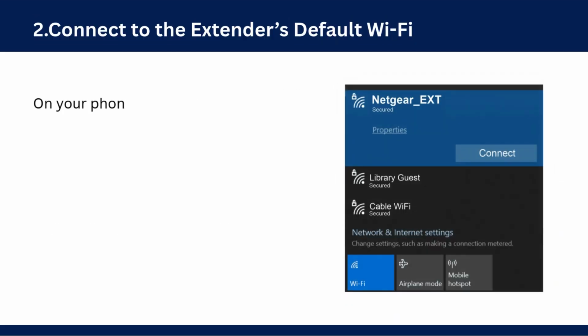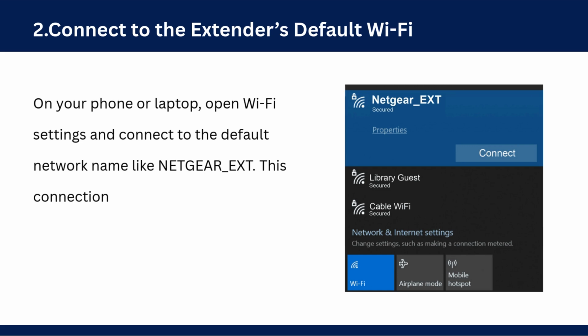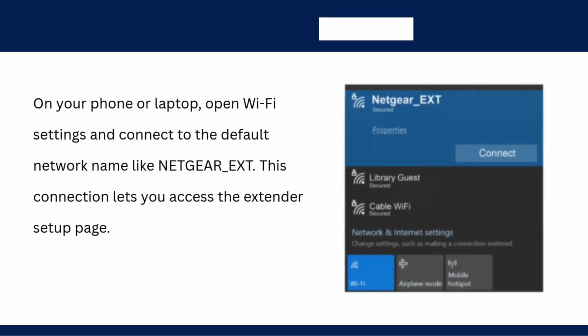2. Connect to the extender's default Wi-Fi. On your phone or laptop, open Wi-Fi settings and connect to the default network name like NetGear_Ext. This connection lets you access the extender setup page.